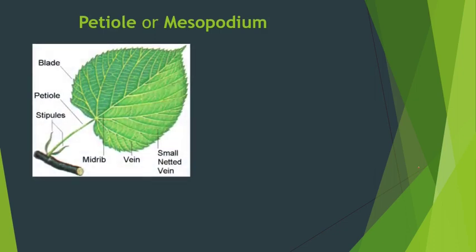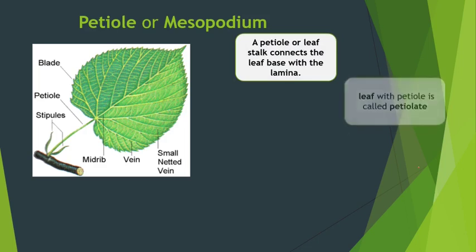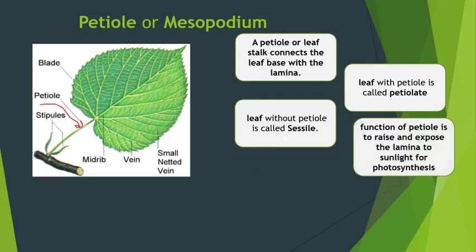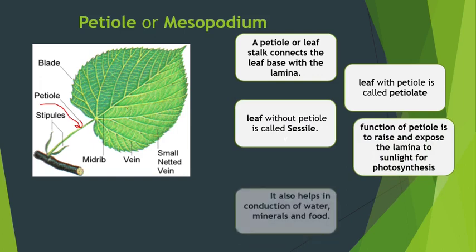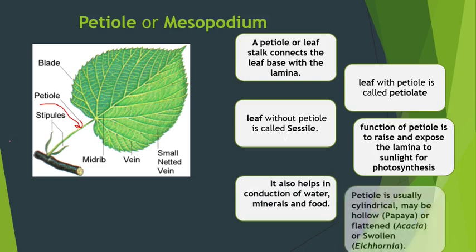Second part is petiole or mesopodium. The stalk of the leaf is called the petiole. It connects the leaf base to the lamina, and if the leaf has this petiole, we call it a petiolate leaf. If it is absent, we call it a sessile leaf. What is the function? It will expose or raise the lamina so that maximum sunlight can be received to carry out photosynthesis. It also helps in conduction of minerals, food and water.